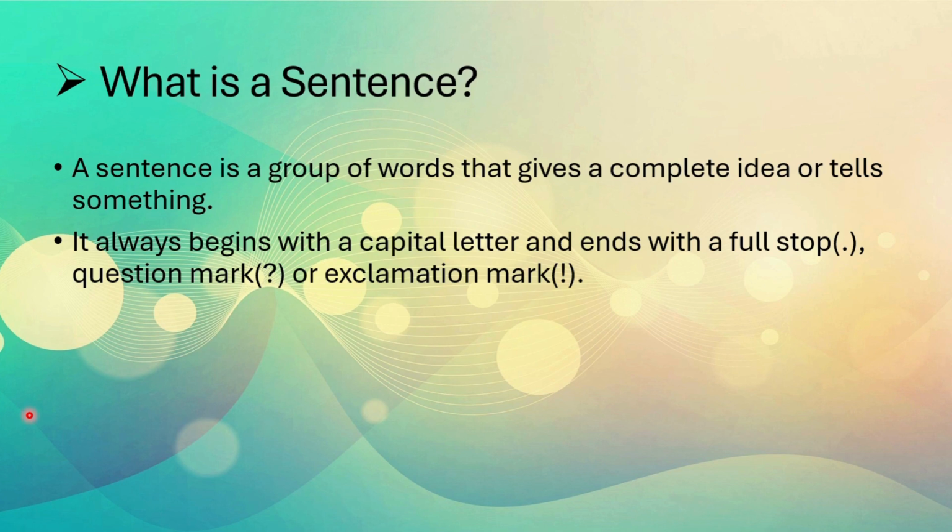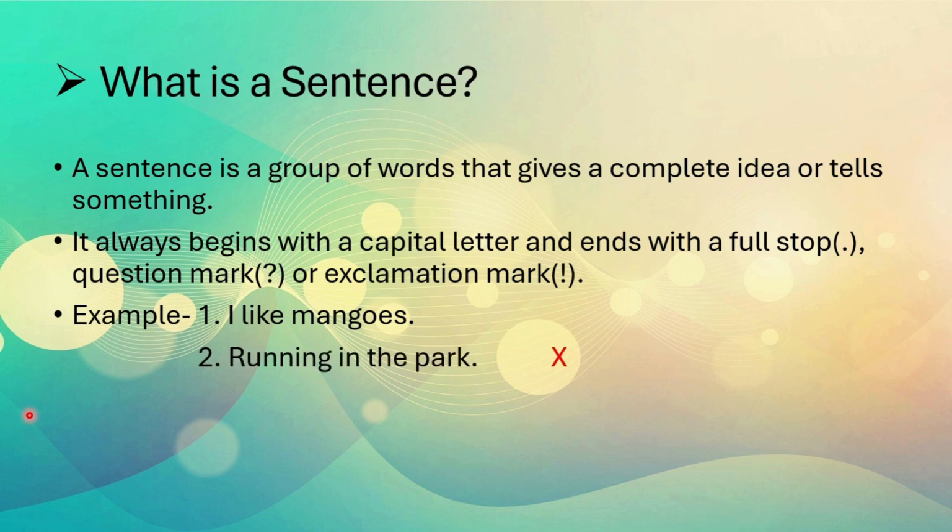Okay, so now let us understand through some examples. Like, I like mangoes. This is a correct sentence because it tells us something. There is nothing senseless here. It makes sense that I like mangoes.